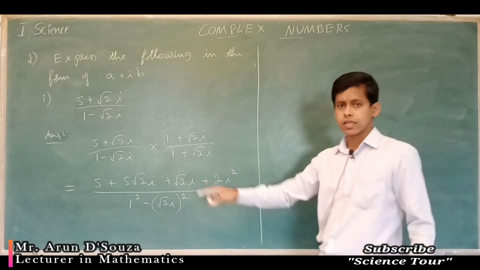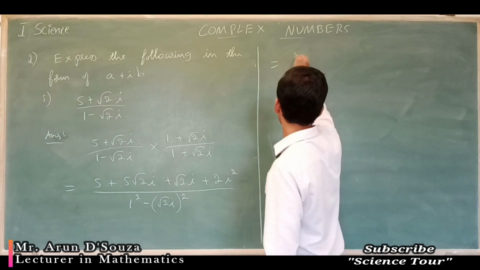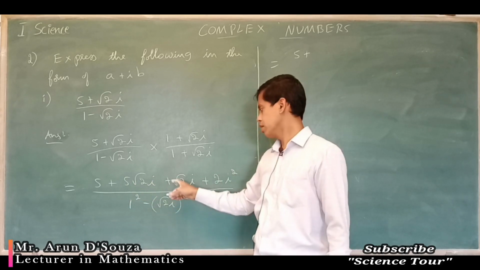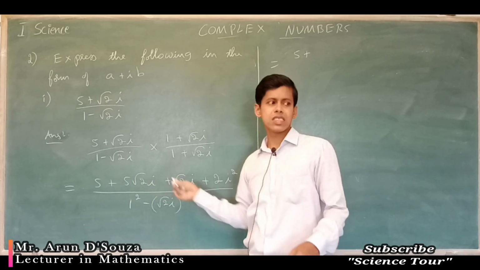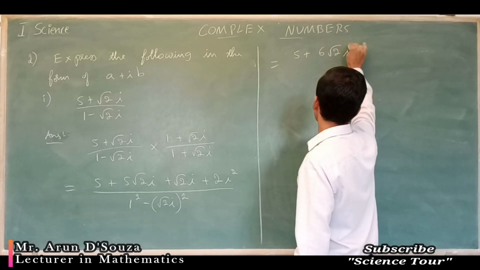Well, now let's simplify. We'll replace i square. So see, this is 5 times root 2i, this is once root 2i. So just add them: 5 plus 1, so that will be 6 root 2i.